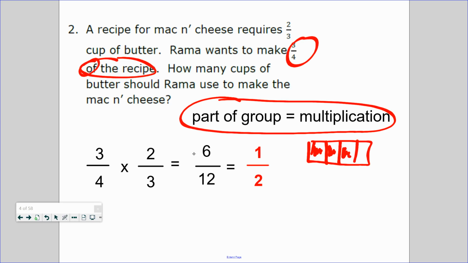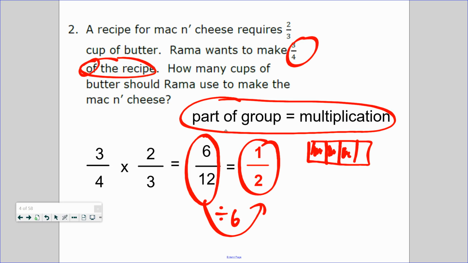If you multiply, 3 times 2 is 6, 4 times 3 is 12. Can I simplify 6/12? Divide by 6, divide by 6, and you get 1/2.